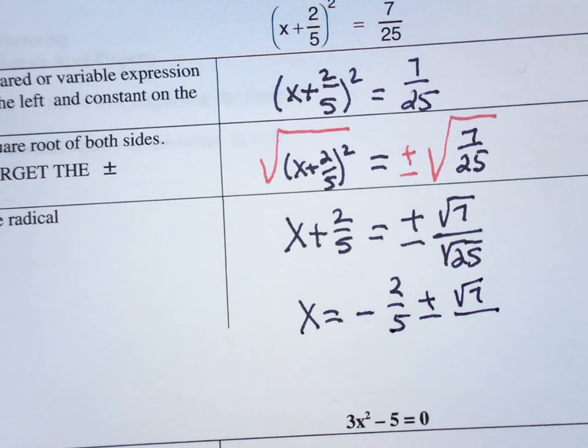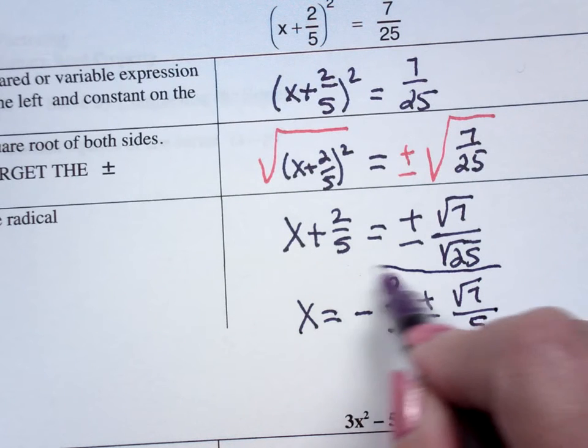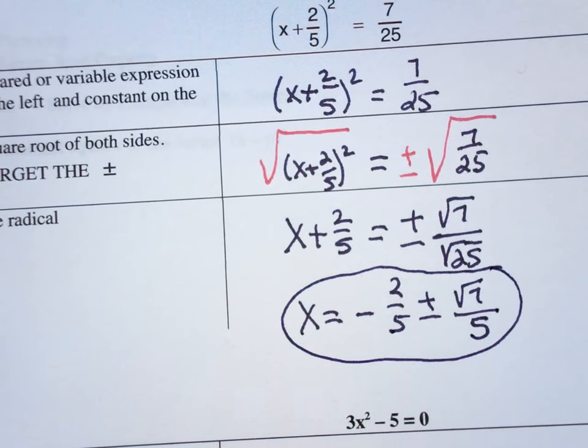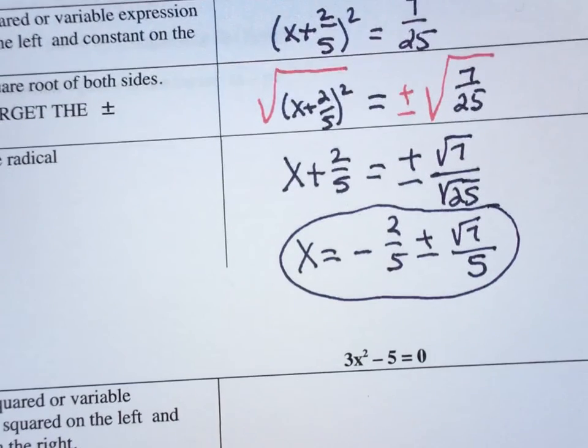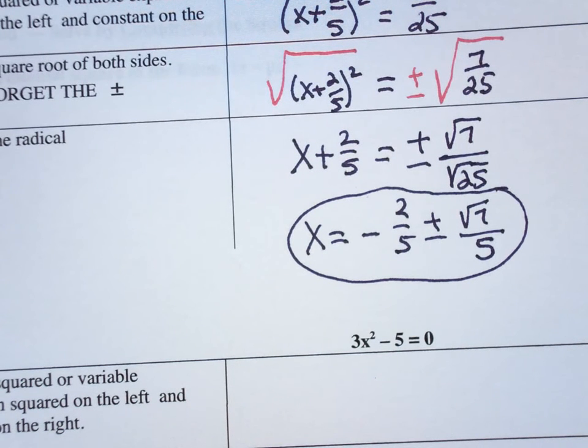What's the square root of 25? And then that's where you stop. That's it? That's it. For now. Now if you want to write it over common denominator 5, you can. But 7 doesn't simplify.